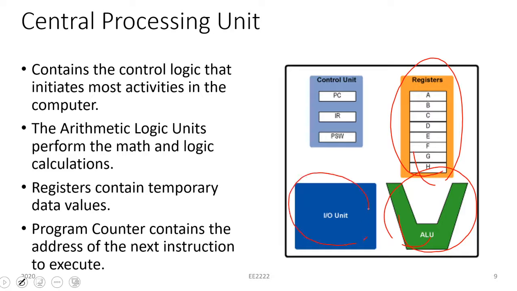Then we may have an input-output unit that is responsible for communication with the outside world. The processor needs to communicate with outside components. It needs to receive information and send back results, so it needs to have some form of communication happening. That can be identified as the input-output unit.